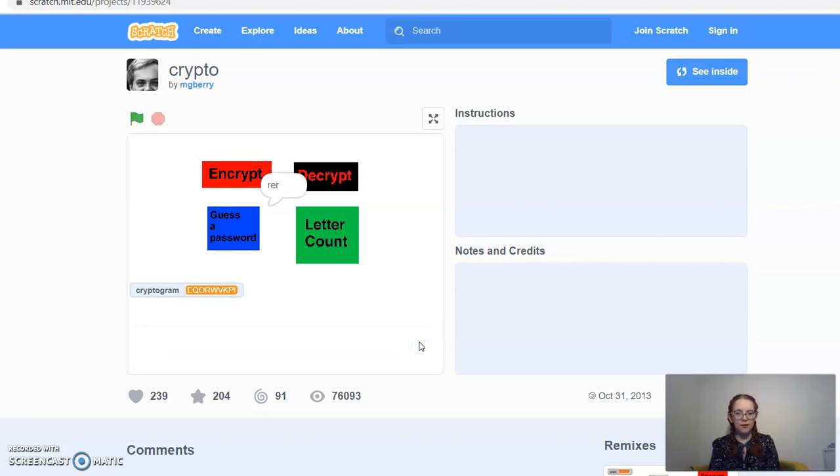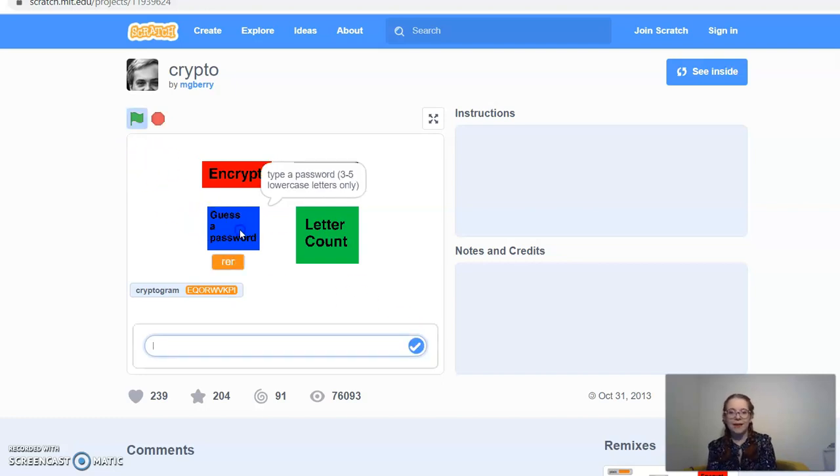Oh, straight away. 3 letters is too simple for this password checker. It's finding it immediately. So how can we make it safer? Well, let's try and make our password longer. Let's do a 4-letter word.